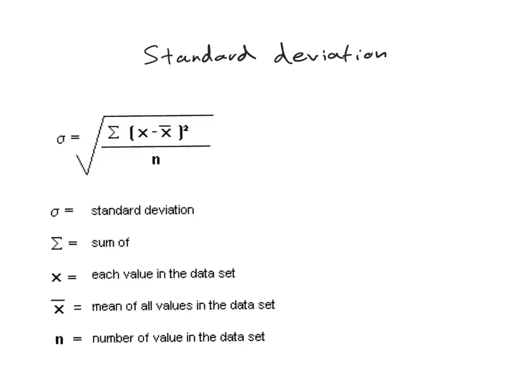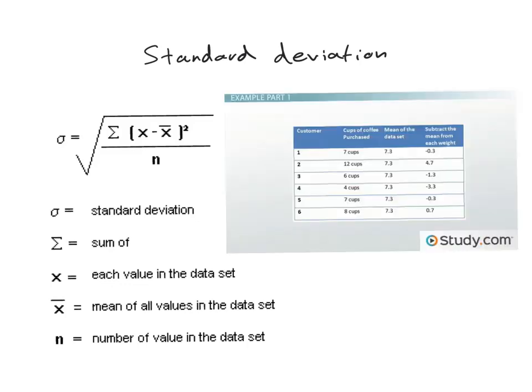The way you work this out is you take each individual value of a data set, you minus it from the mean, you square that, you add all of those numbers together, and you divide it by the number of values in the data set, and that gives you your standard deviation. So if we look at this example, what you do is you initially work out the mean.